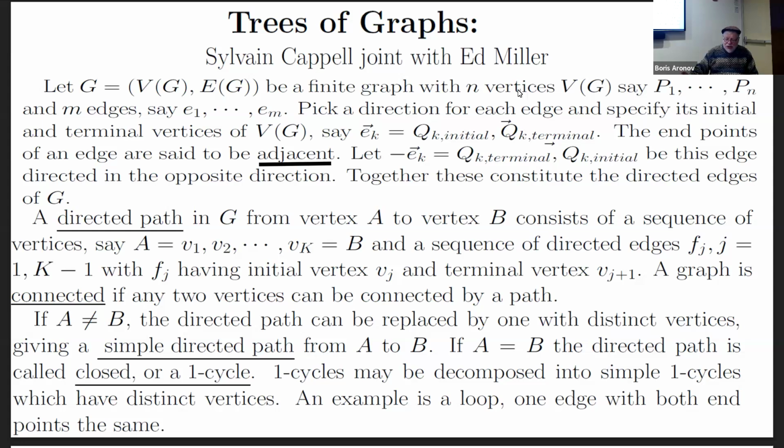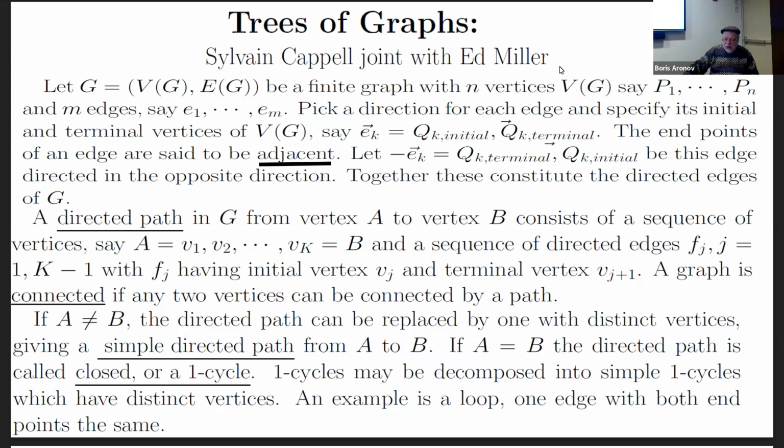And when we have an edge, the two vertices are said to be adjacent. And we'll also talk about the edge in the opposite direction, which is called minus that edge over there. And those will be the directed edges of the graph. Okay.